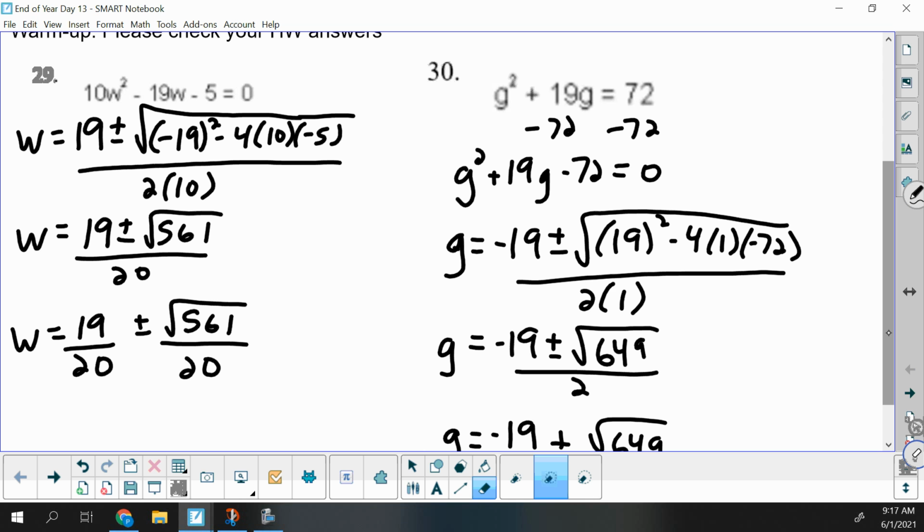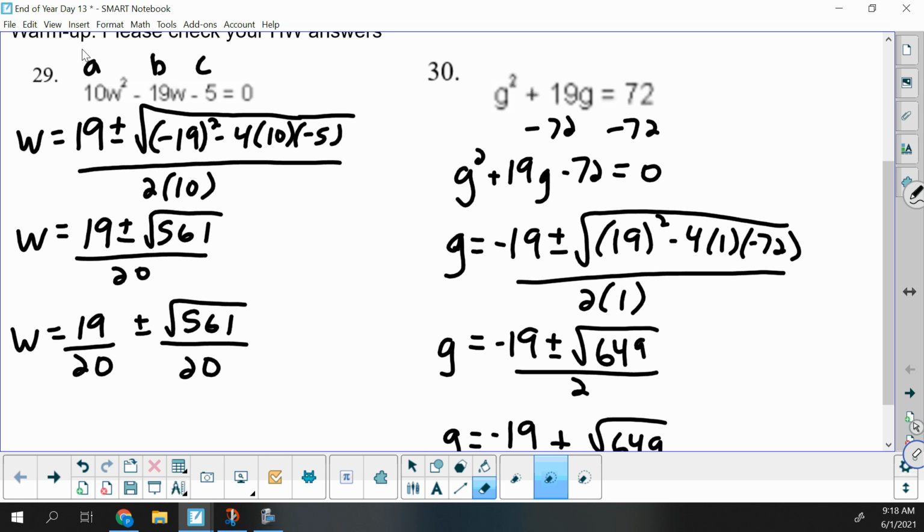So 29, your A was 10, your B was negative 19, your C was negative 5. Fill those into the quadratic formula. Remember to put that B in parentheses and then squared. We put just the part under the radical, the numbers in, but not the radical. We get 561. Do menu number factor for 561. It does not give you any factors that are twice, so it doesn't break down at all. So just put them each individually over 20.